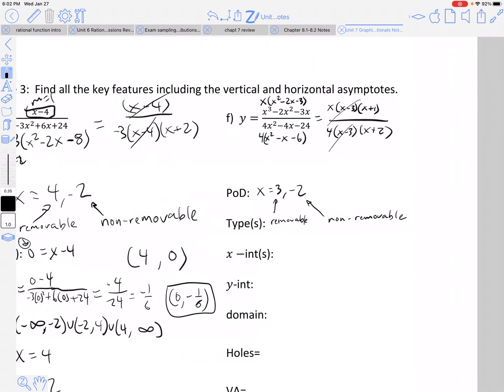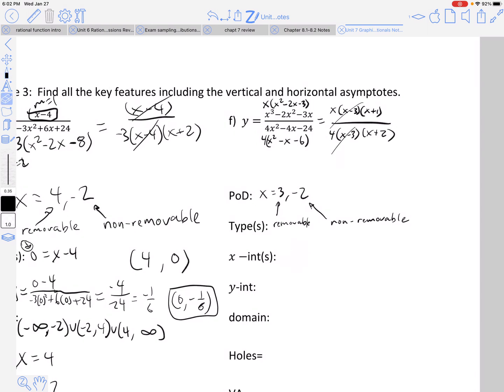X-intercepts, we're going to look and see if we have any factors that didn't cancel out. So we have y equals, what am I writing? So we do have 2 factors that didn't cancel out, the x and the x plus 1. So when we want an x-intercept, our y becomes 0. And so we have an x-intercept at 0, 0, and one at negative 1, 0, as we solve for x there.